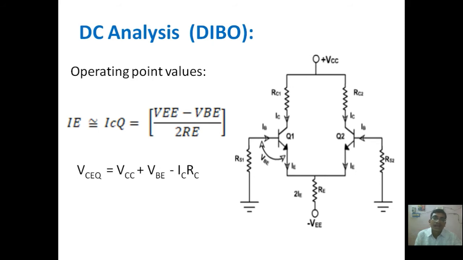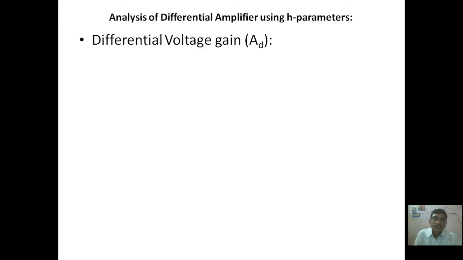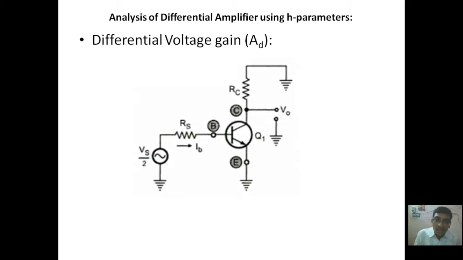Okay, this is about the DC analysis of a differential amplifier, which is the same as what we have done in the R parameter analysis. Next we are going to discuss the AC analysis of the differential amplifier using H parameters. The values we are going to calculate in this analysis are the differential voltage gain AD, the differential input resistance and the output resistance of the differential amplifier. The first parameter we are going to calculate is the differential voltage gain AD. In order to do this, we have to get the equivalent circuit of this.